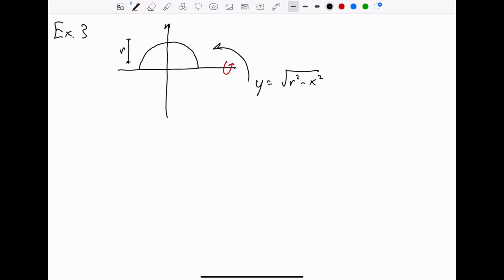Now let's think of the x values here for the limits of integration. The radius is r, so this x value here is negative r. This x value here is positive r. So we're going to integrate from negative r to positive r when we set up the integral.